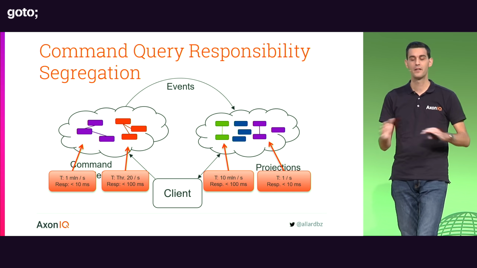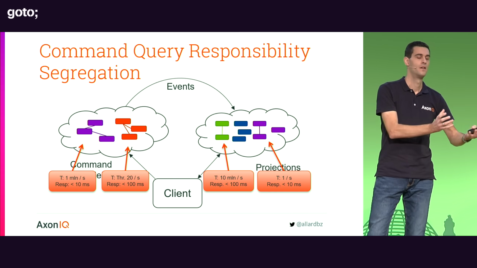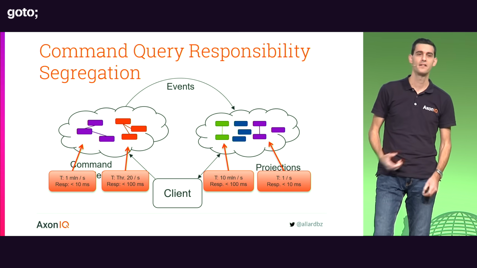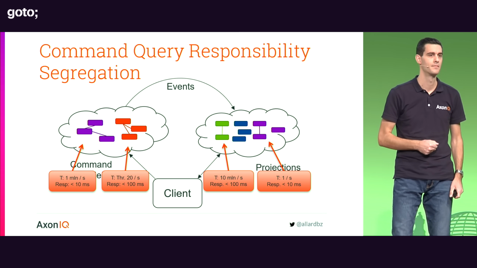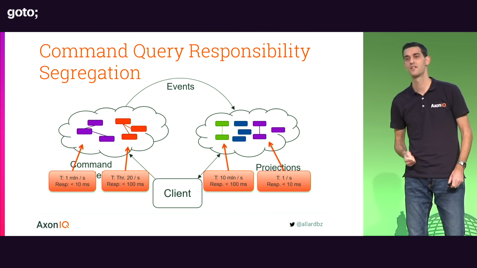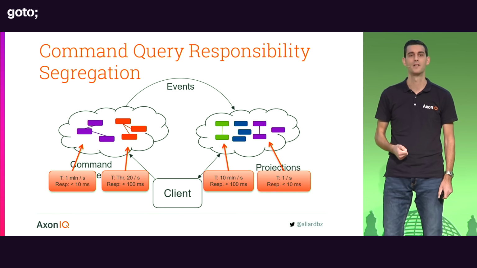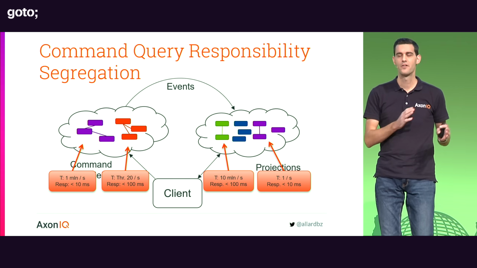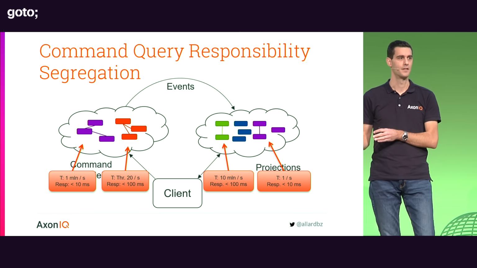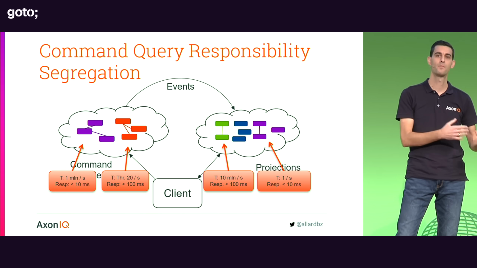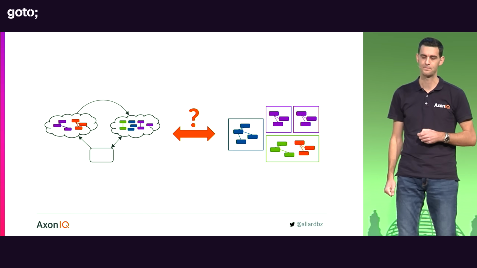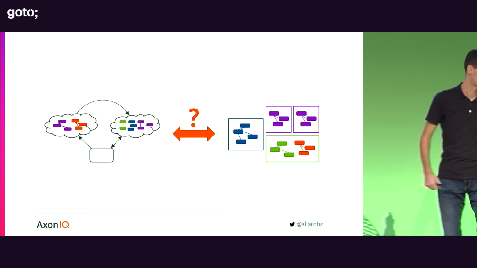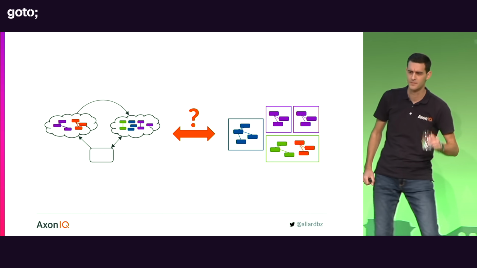And also, we can now make a clear difference between the command model and how fast that should be and the projections. How up-to-date do your projections really need to be? Do they need to be consistent, or do you allow for some eventual consistency? That's a choice you have, right? So CQRS does not equal eventual consistency. It gives you the option to deal with it if you want to. So what does that have to do with microservices, you might wonder.